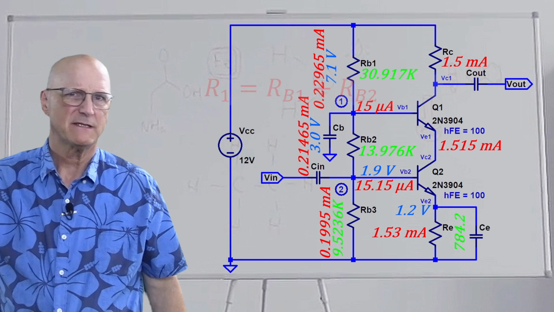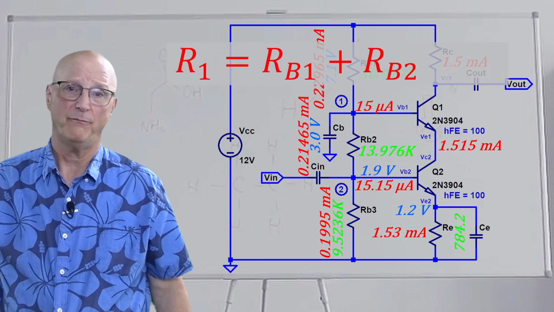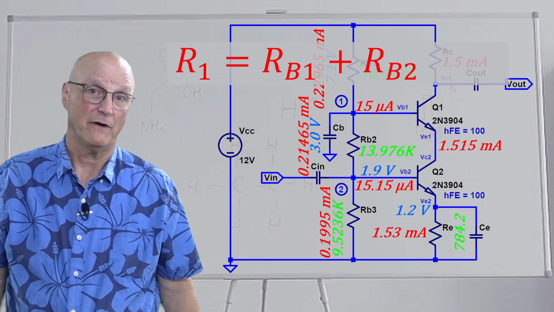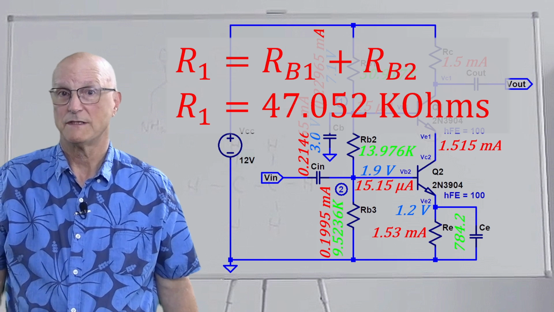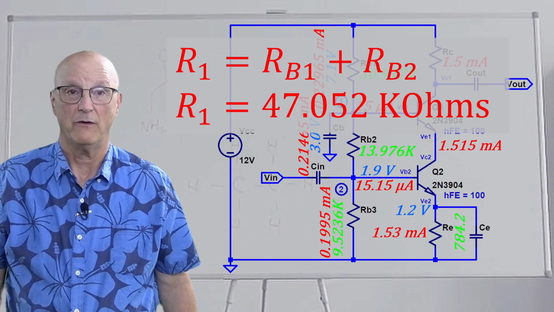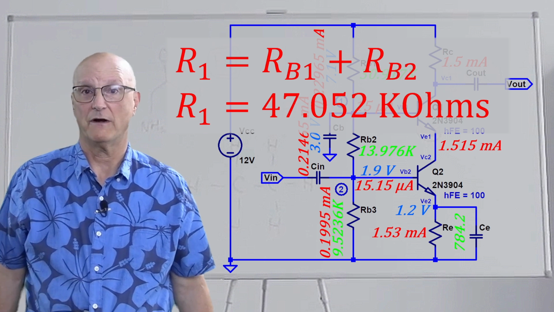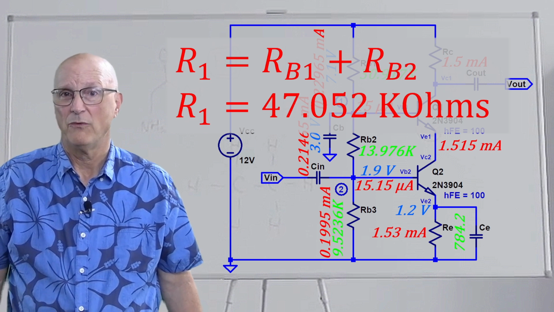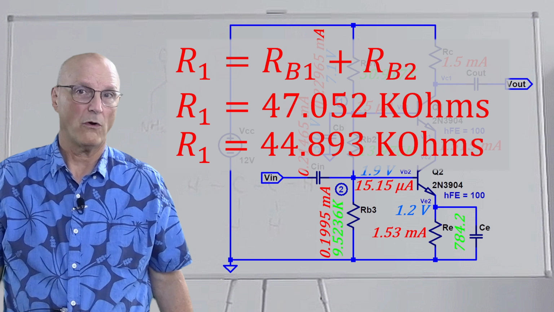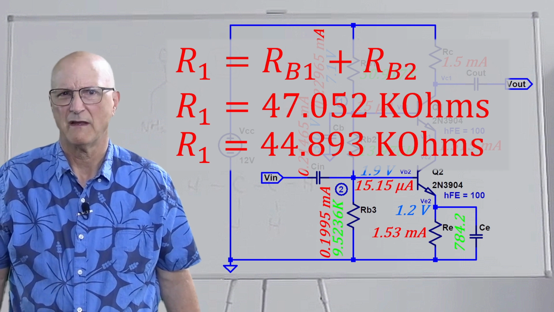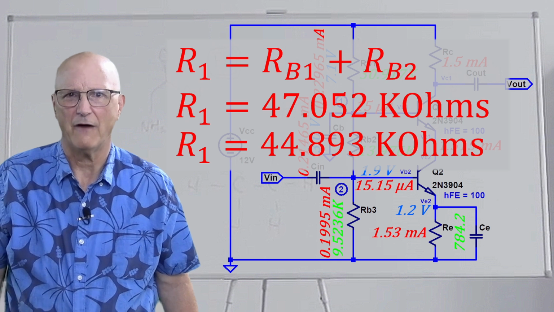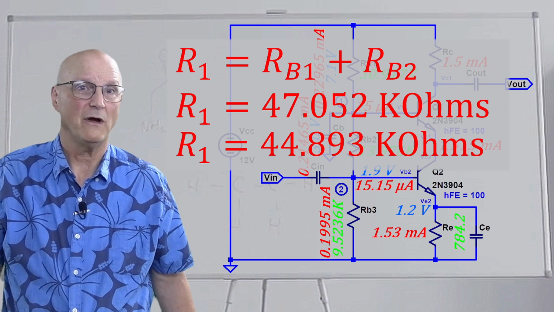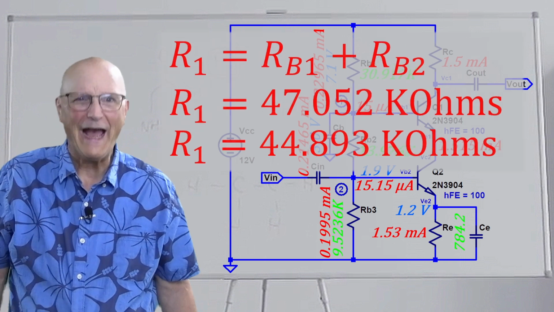But now we're faced with a bit of a conundrum. Well, we had previously said that R1 is equal to Rb1 plus Rb2. And we calculated a value of R1 of 47.052 k ohms. Now, we just finished calculating the values of Rb1 and Rb2. But when we add the calculated values together, we get that R1 should be 44.893 k ohms. But this is decidedly different than our 47.052 k ohms that had been calculated for R1. So what's up with that?